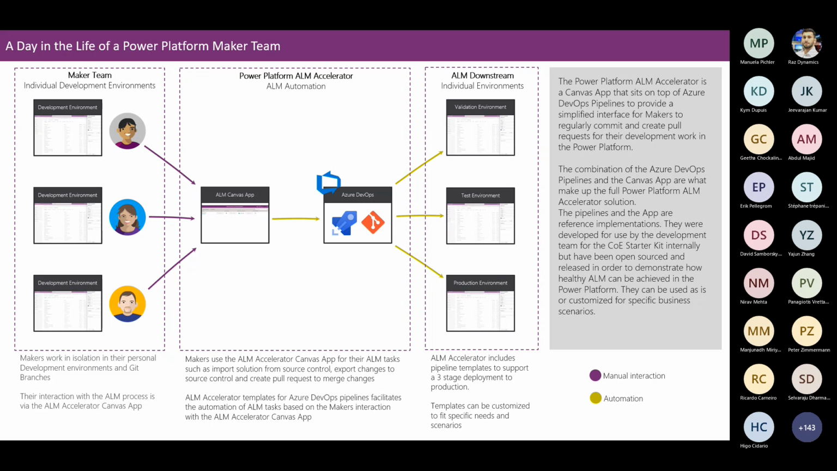The ALM Accelerator is a Canvas app that sits on top of Azure DevOps pipelines. Essentially, the Canvas app gives makers a point and click way of doing things like pull requests and exports to a Git repository. But the real power behind the ALM Accelerator is in the pipelines. Those pipelines are developed in such a way that they're flexible. They can be used without the app itself. That's not necessarily recommended, but you could. The app simply calls those pipelines to do its work.